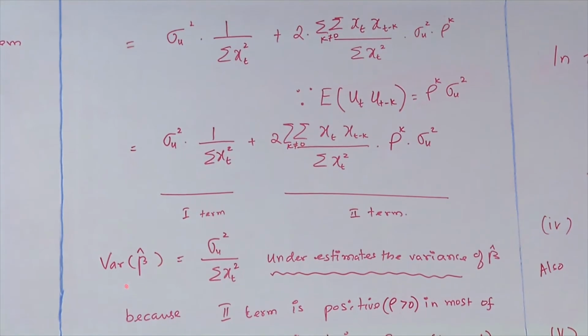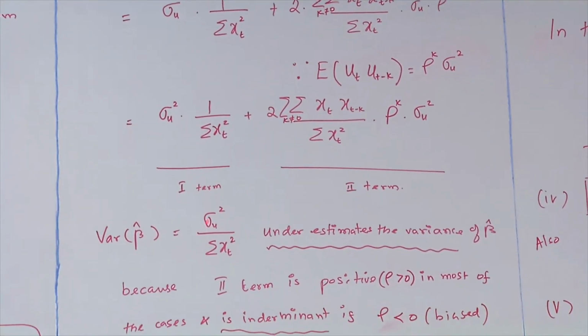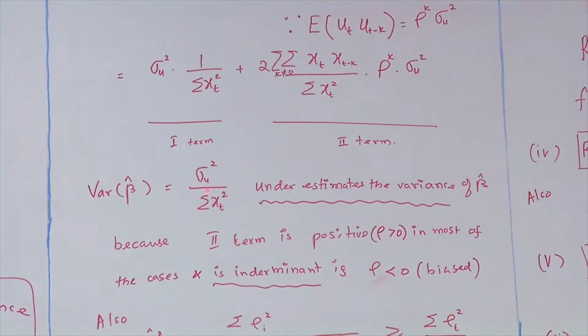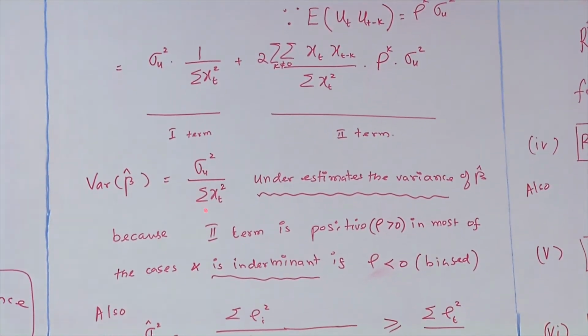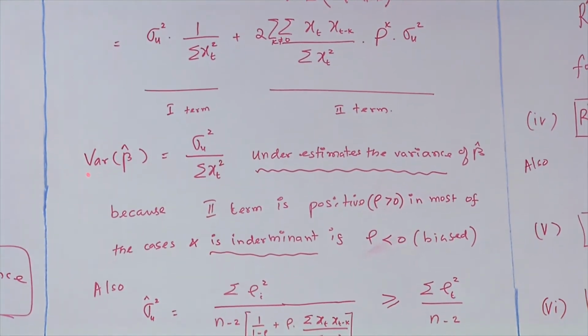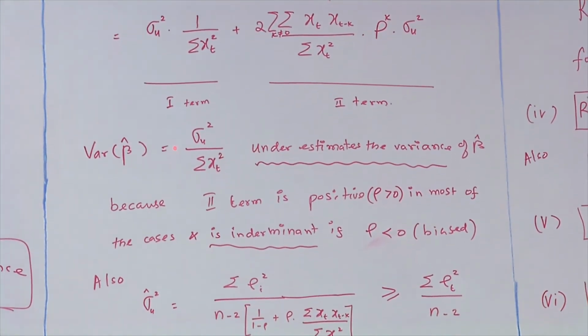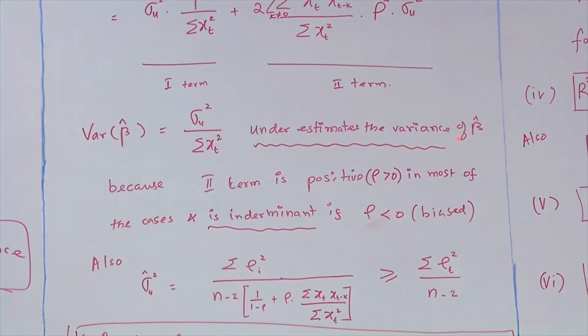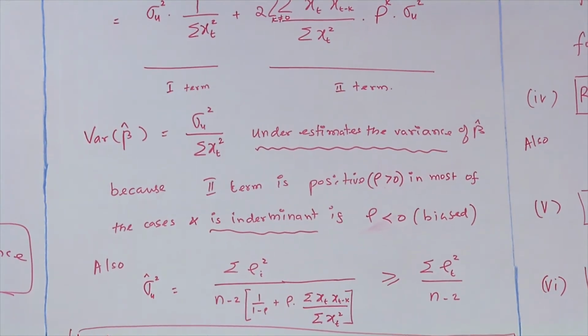So the variance of beta hat is equal to sigma u square by sigma xt square when rho is equal to 0. So this formula, where the variance of beta hat is sigma u square by sigma xt square, underestimates the variance of beta hat because it leaves out the second term completely.